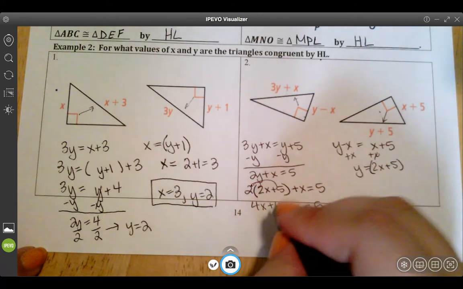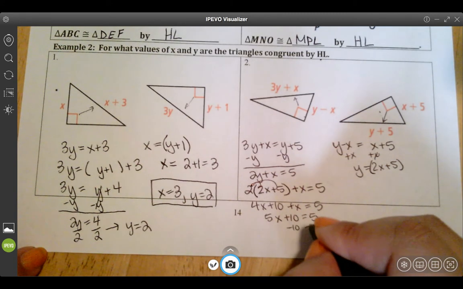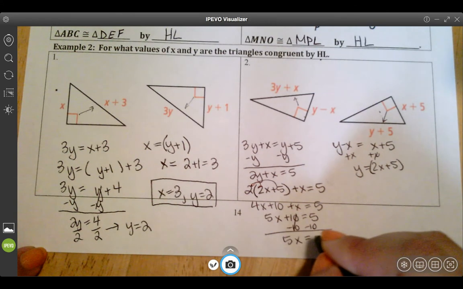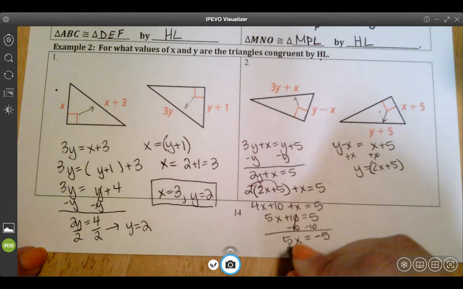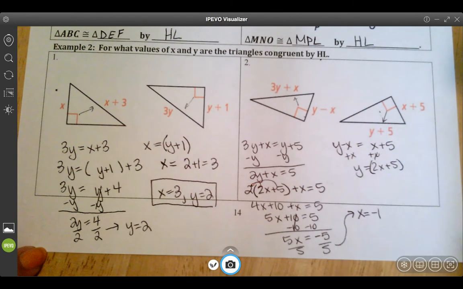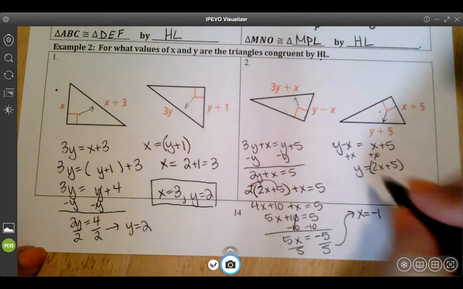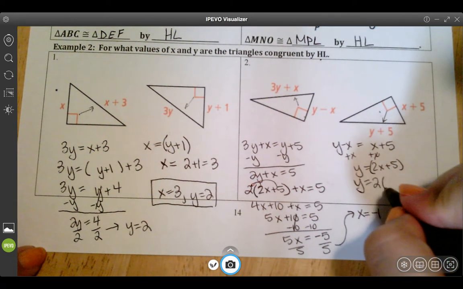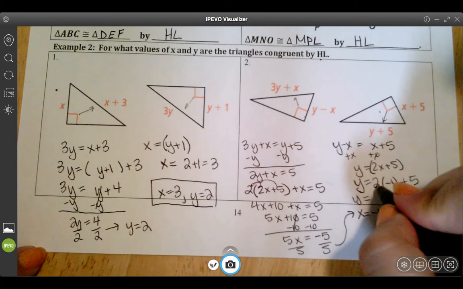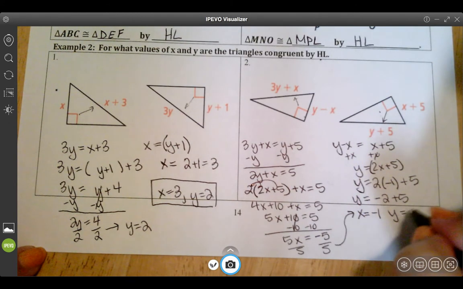Collect like terms. 5x plus 10 equals 5. Subtract 10 from both sides. 5x equals negative 5. Divide by 5. x equals negative 1. Now that I have x, I can substitute that back in to find y. y equals 2 times negative 1 plus 5. y equals 2 times negative 1 is negative 2, plus 5. So y equals 3.